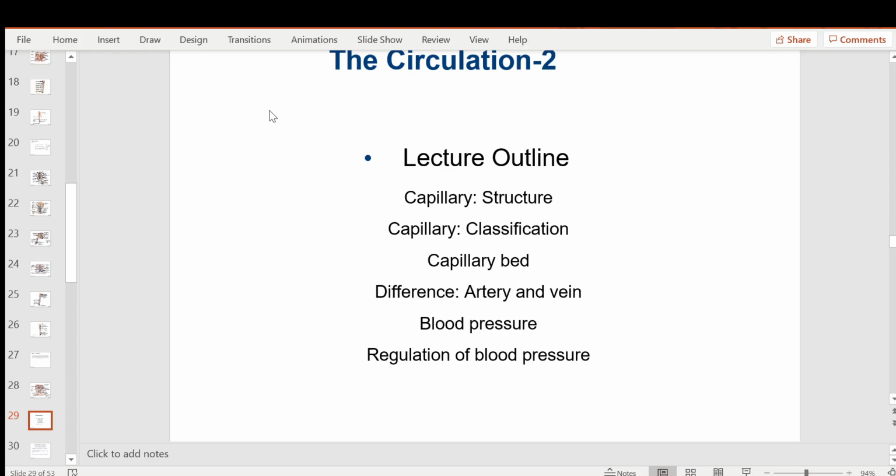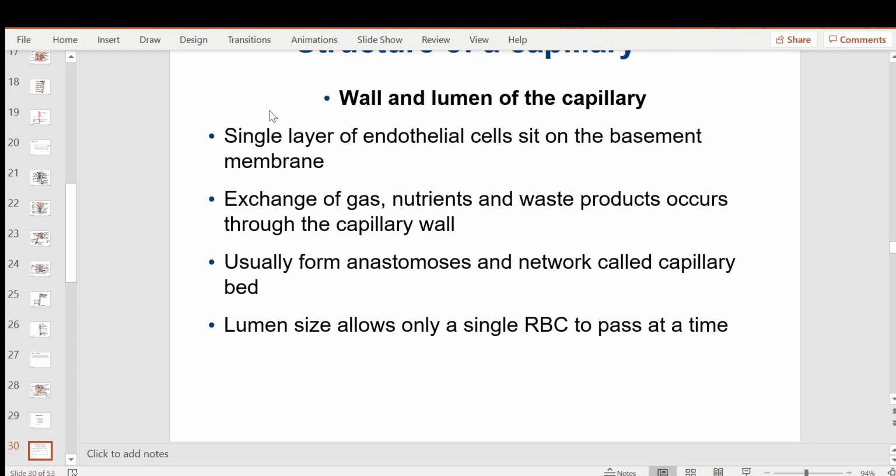Now I'll talk about the capillaries. We will see different types of capillaries. Three types of capillaries are the main capillaries in your body, and we'll talk about the capillary bed. We'll talk about the blood pressure and regulation of the blood pressure. Okay, so through the wall of the capillaries, gas and chemicals are exchanged. Chemicals include many types of chemicals, nutrients, metabolic wastes, right?